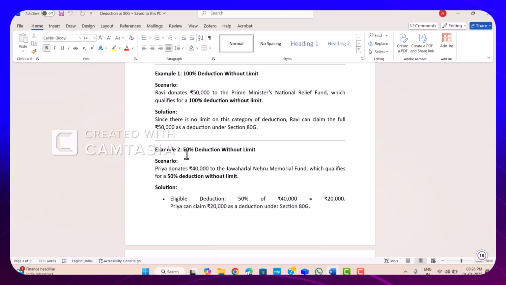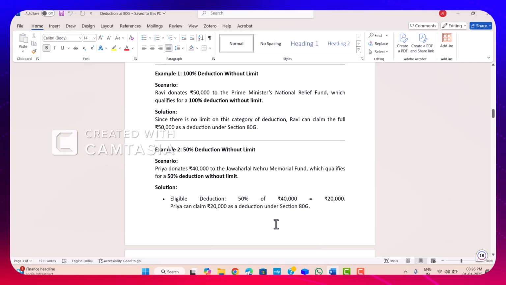Now in the second example, the scenario here is that Priya donates 40,000 to the Jawaharlal Nehru Memorial Fund, which qualifies for a 50% deduction. Means on 40,000 you have to calculate 50%. 50% of the 40,000, if you do it, how much do you get?